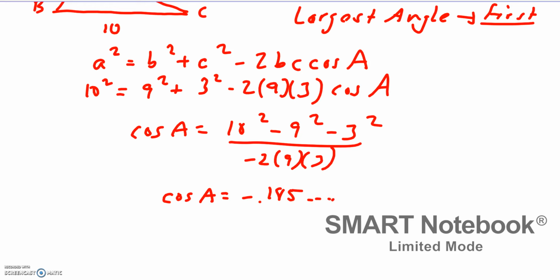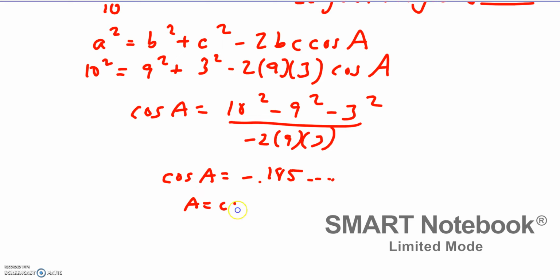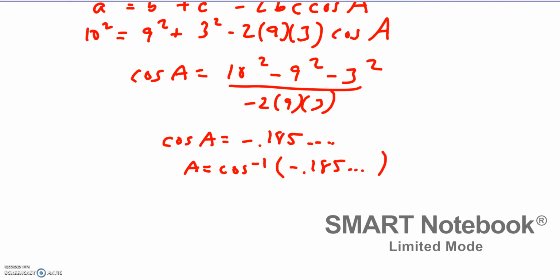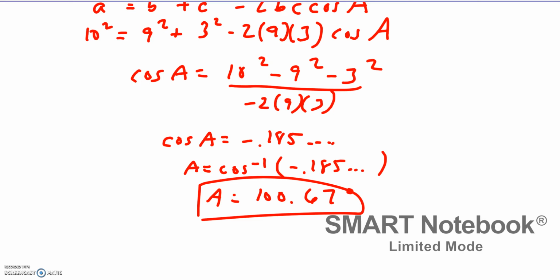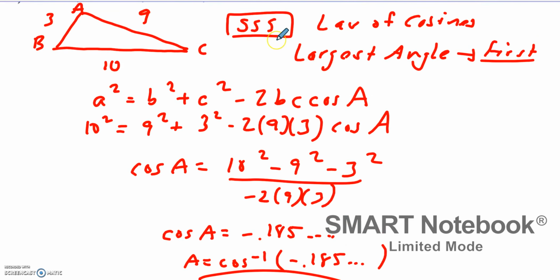You would have to take the inverse of both sides again because you're trying to find an angle. I would keep this all in your calculator, don't round too much. The angle A should be 100.67 degrees. Luckily for us, this is not the ambiguous case, so we don't have to try two triangles. And so we would just keep going with this one. We found that A is 100.67.